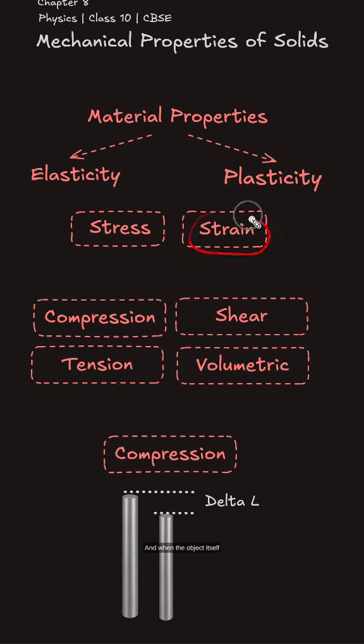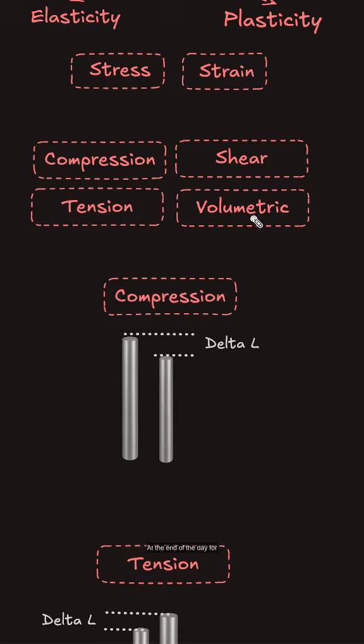And when the object itself is being deformed, the amount of deformation the object undergoes with respect to its original length or its original volume is called strain. For CBSE, you need to be looking at compression, shear, tension, and volume. So you have compressive stress, compressive strain, shear stress, shear strain, tensile stress, tensile strain, volumetric stress, and volumetric strain.